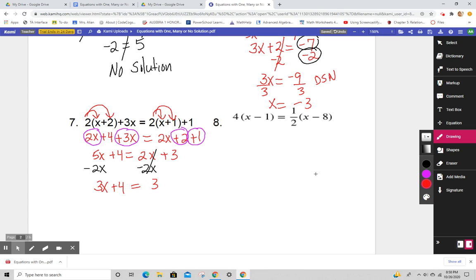We'll subtract 4 from both sides. We'll have 3x equals negative 1. Divide both sides by 3, and x equals negative 1/3. And this gave us one solution.